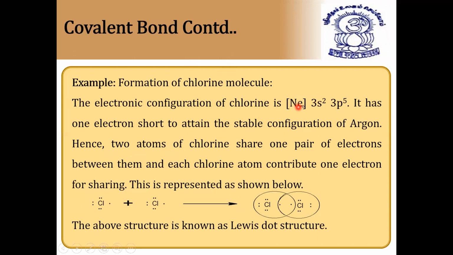Very easy to understand. The electronic configuration of chlorine is 3s2 3p5. It requires one electron to attain stability, so it shares that one electron with another chlorine, and these two chlorine atoms combine to form the chlorine molecule, that is the diatomic molecule Cl2, where they get stability. I hope it is clear.